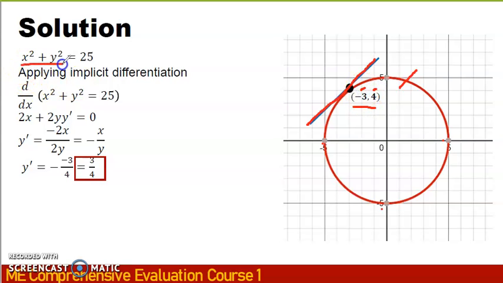We differentiate this equation, applying implicit differentiation. The derivative of x squared is 2x, the derivative of y squared is 2y. Since there is still y, we need to differentiate that, so 2y y prime, and the derivative of 25 is 0. Rearrange and solve for y prime, so y prime is negative x over y. Substituting the point negative 3, 4, we get negative of negative 3 over 4, so the slope is positive 3 over 4. The answer is correct because the line is increasing from left to right.